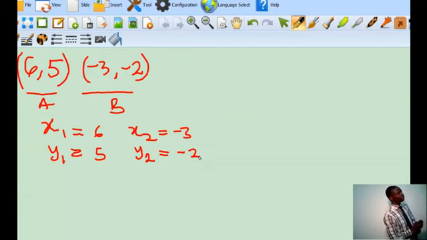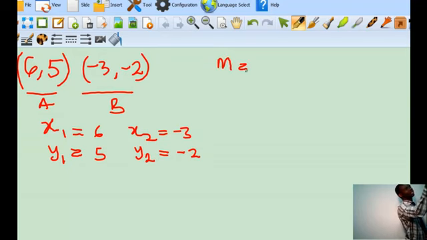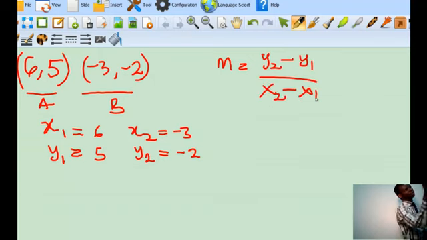Now, if you recall the formula we used the other time, the gradient of a line is equal to y2 minus y1 divided by x2 minus x1. All you need to do is to substitute these values into your formula. And do not forget that this is also equal to tan theta. So that is the expression.